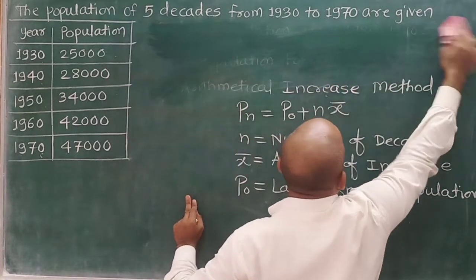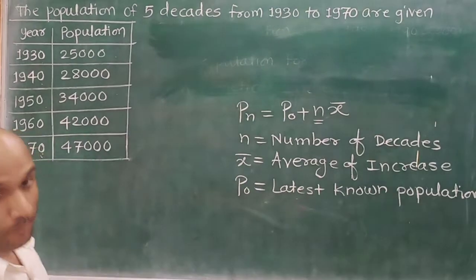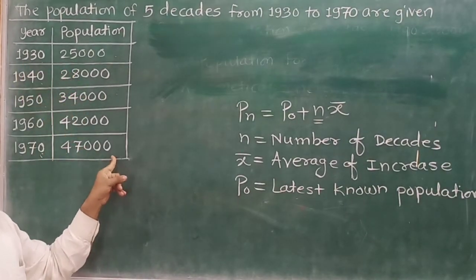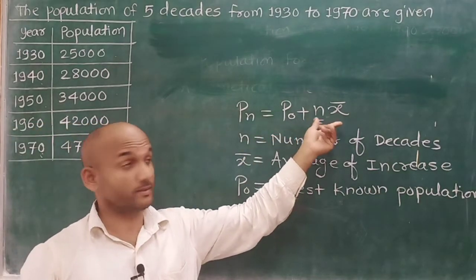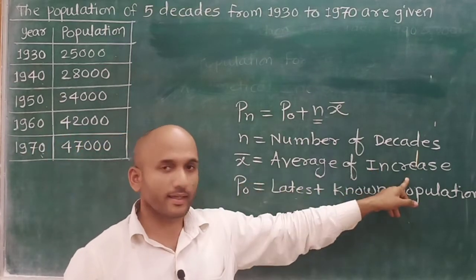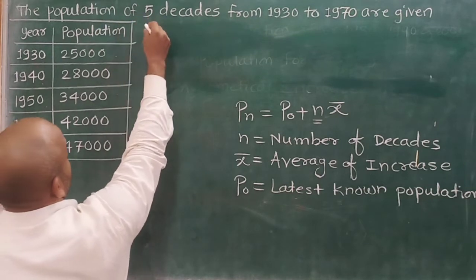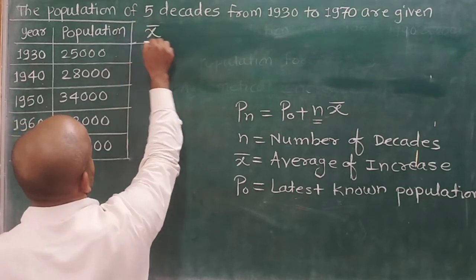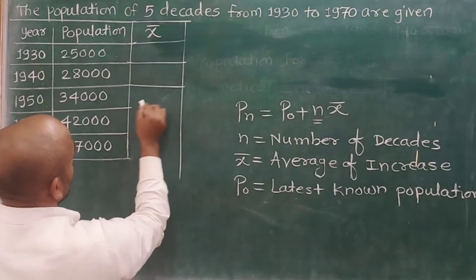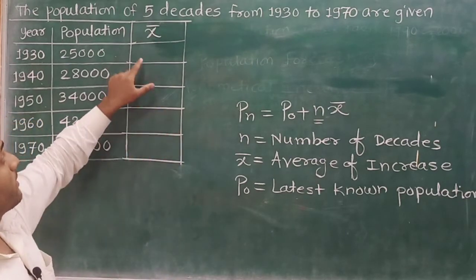For the arithmetical increase method, what do we require? The P naught value is already known, that is 47,000. n is the number of decades, and x bar we have to find out. X bar is the average of increase. Now the population by year is given, and we have to find x bar. Let's see how to find this x bar.